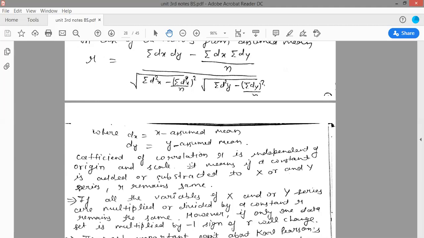scale. It means if a constant is added or subtracted to x or y series, r remains the same. That means there is no effect if a constant is added or subtracted to the x and y series. That means आपका जो आप एक सीरीज x और y के लिए जो कोफिशिएंट ऑफ कोरिलेशन फाइंड कर चुके हो, अगर आप उसमें कुछ ऐड कर रहे हो सब्ट्रैक्ट कर रहे हो तो इसमें कोई फर्क नहीं पड़ेगा, आपका r एज इट इज बना रहेगा.